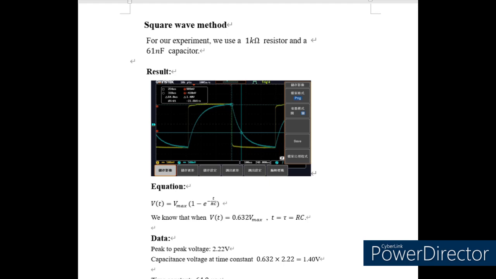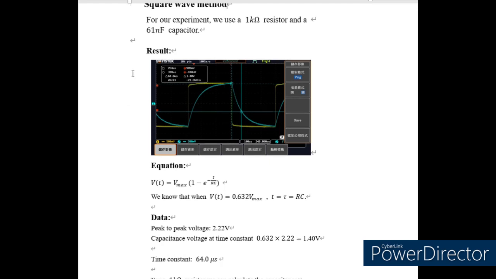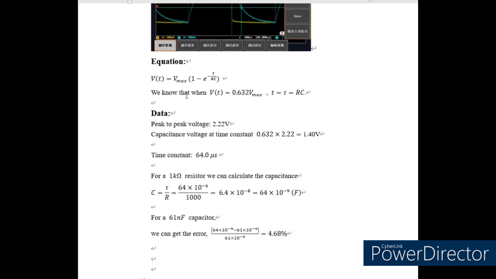And now we are going to analyze the data of our experiment. And this is our result. And this is our data. And using the equation, we can get that our capacitance is about 64 nanofarad. And we are using a 61 nanofarad capacitor, so we can get our error, which is 4.68%.